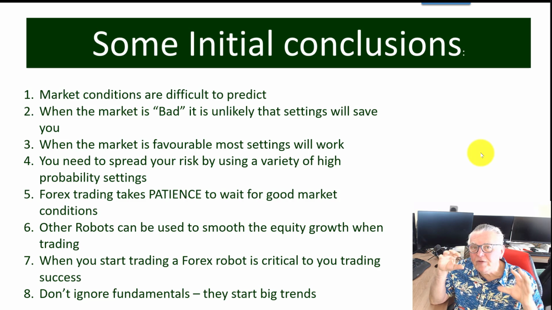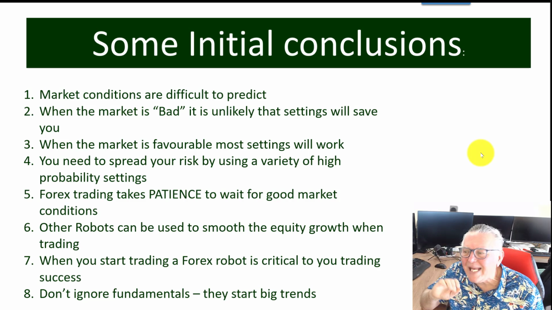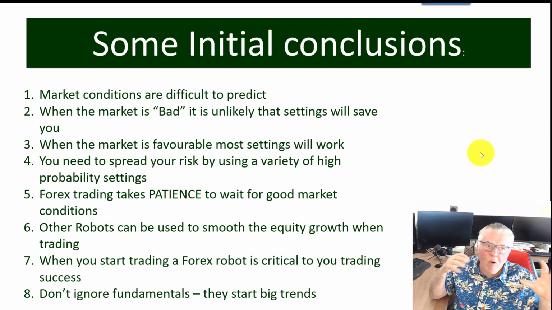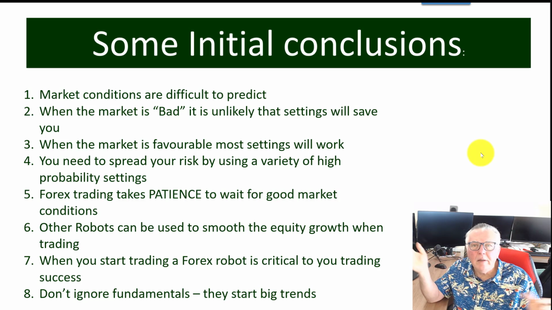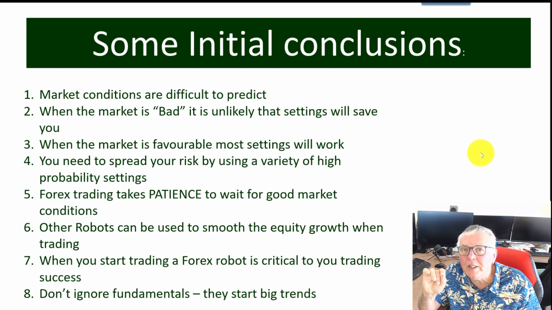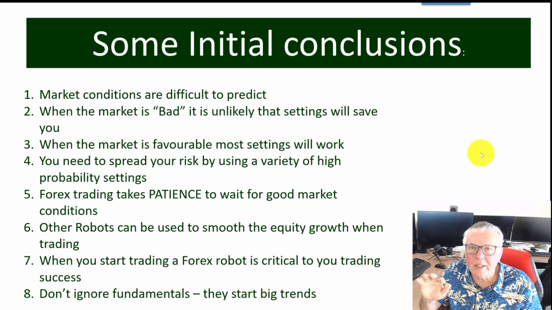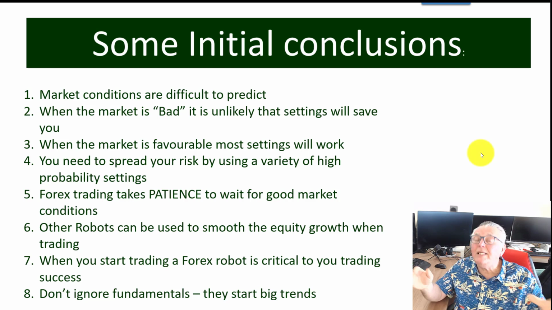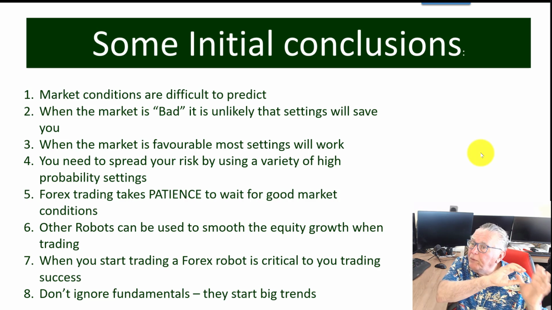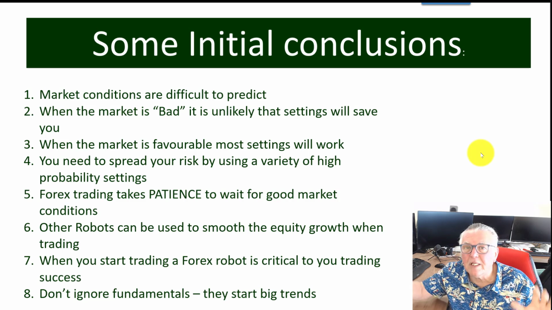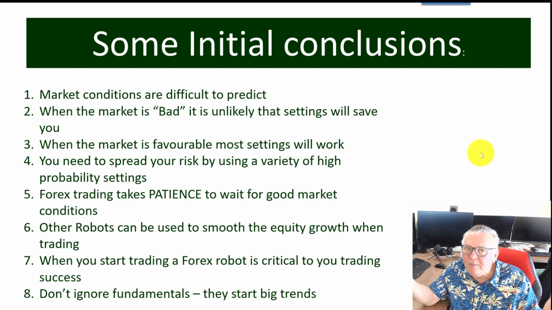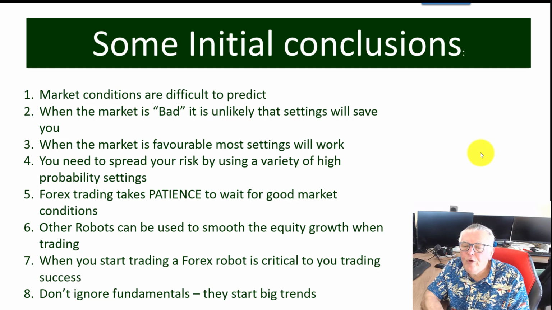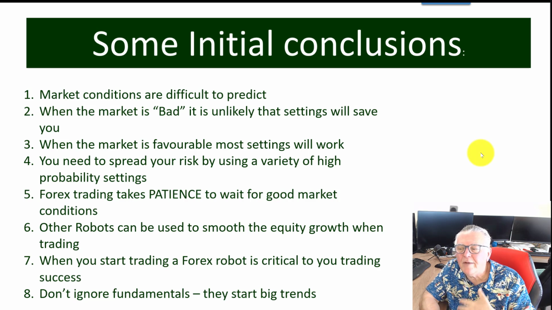When the market is bad, and we've seen that in the tables, it isn't likely that any settings will save you. A lot of people think, oh, the market's bad, I must change my settings. Well, no, just go with it. You're going to make a loss. Make sure that your lot sizing is such that you don't blow your account. That's the answer. When the market is favorable, most settings will work. As we've seen in the 7 Edge EA, the perfect market gave positive results for all the settings. So settings become less important when the market is good. You need to spread your risk by using a variety of high probability settings and currencies and forex trading robots.